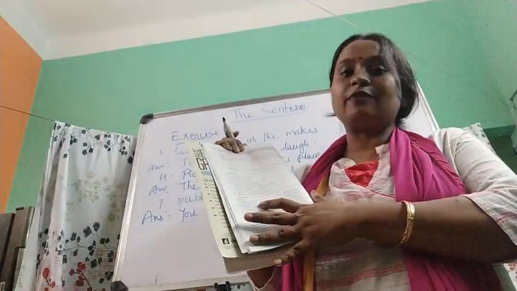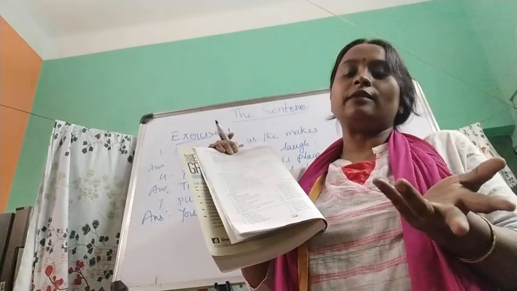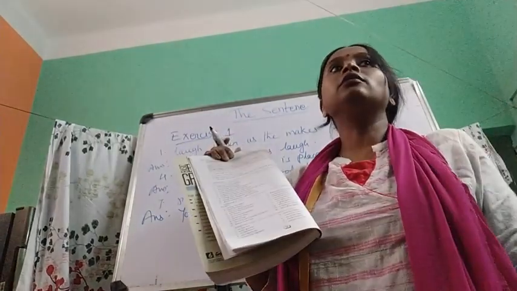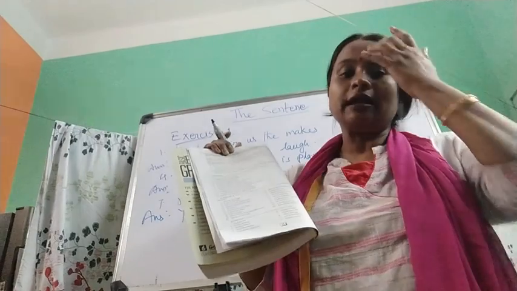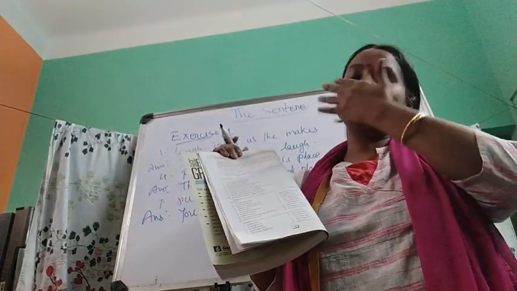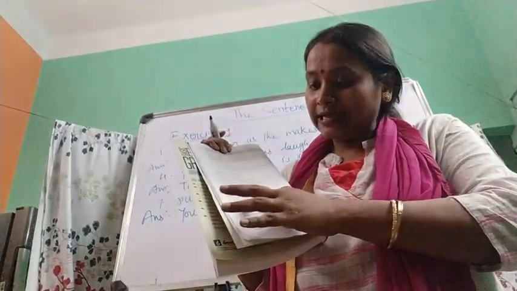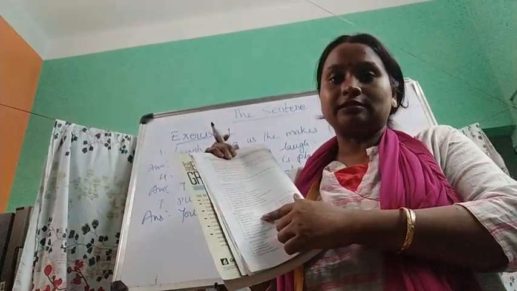Number 2, from the library. Again, a phrase. What happened from the library? I borrowed a few books from the library. It can be anything. But the meaning is not complete if you say just from the library. Next is, the sun rises in the east.